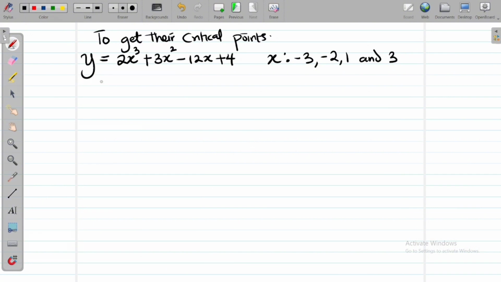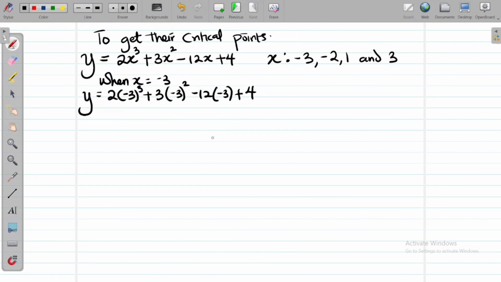So let's start from x equal to minus 3. When x is equal to minus 3, our y will give us 2 of minus 3 all cubed plus 3 of minus 3 all squared minus 12 of minus 3 plus 4. We do that times 6. If we solve that, everything I believe is going to be 13.